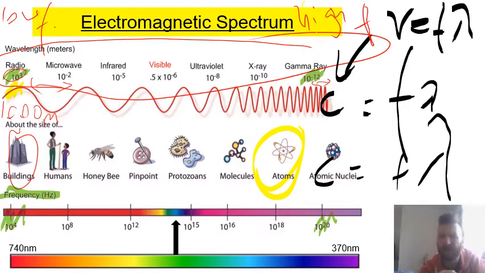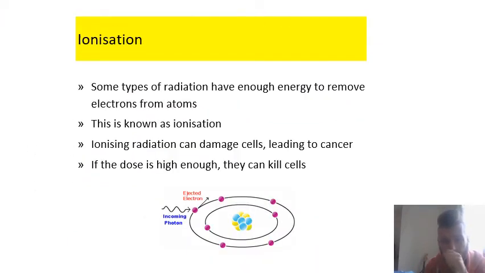Because think about it, if the gamma rays are really close together like this, there's going to be loads passing per second. That's what frequency means. How many waves are passing per second? And if the radio waves are as big as buildings, then there's not going to be many passing per second. They're going to have a low frequency. Okay. So let's talk about these ones with a high frequency.